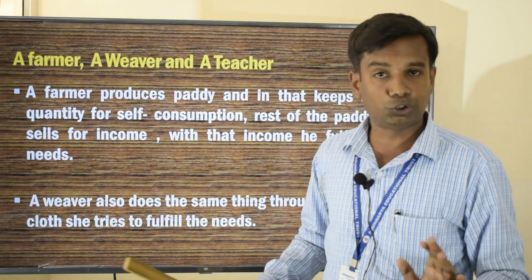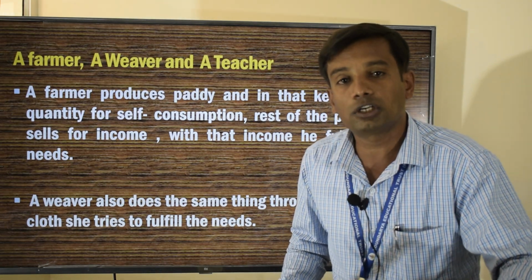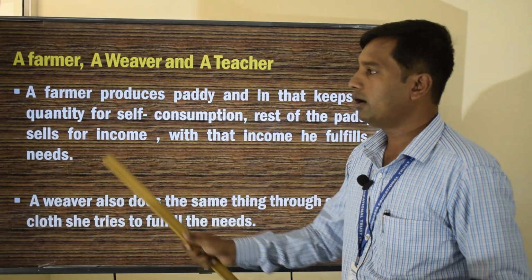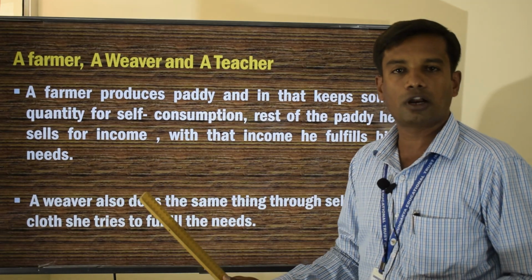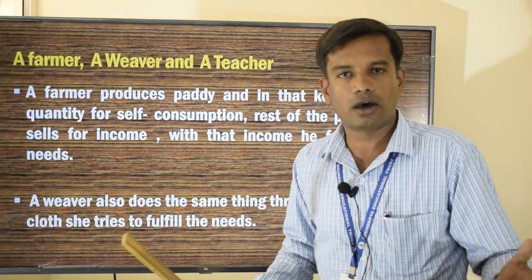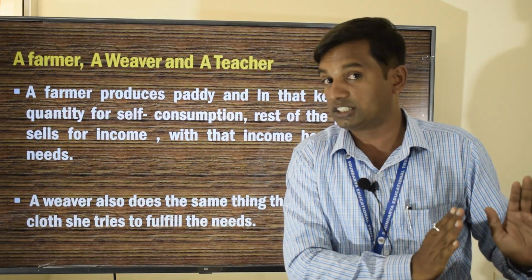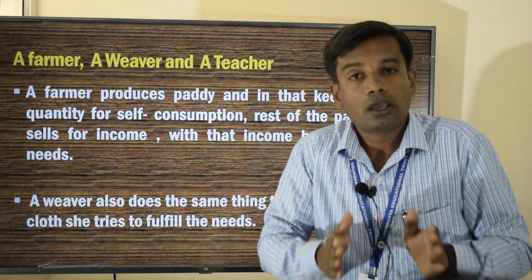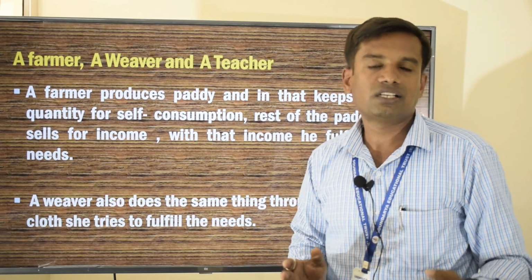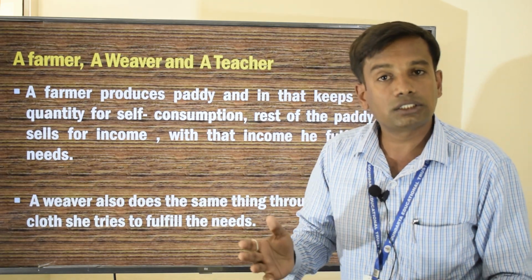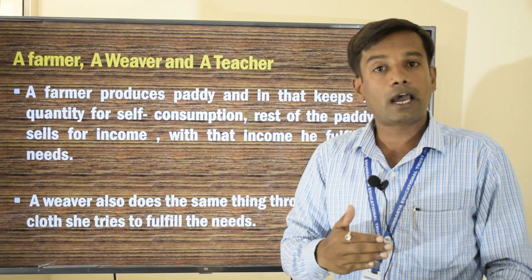Now see all the three together. We have seen so far three different people. Three different people's occupations are totally different. Now see here, a farmer produces paddy and keeps some quantity for self-consumption. Whatever he grows, paddy or wheat, in that particular crop, some quantity he keeps for his self-consumption because he has to run the family. For example, if there are 10 quintals of paddy, maybe 3 or 4 quintals is sufficient for his family. The remaining 6 or 7 quintals he is going to sell in the market. As a result, he gets the income.